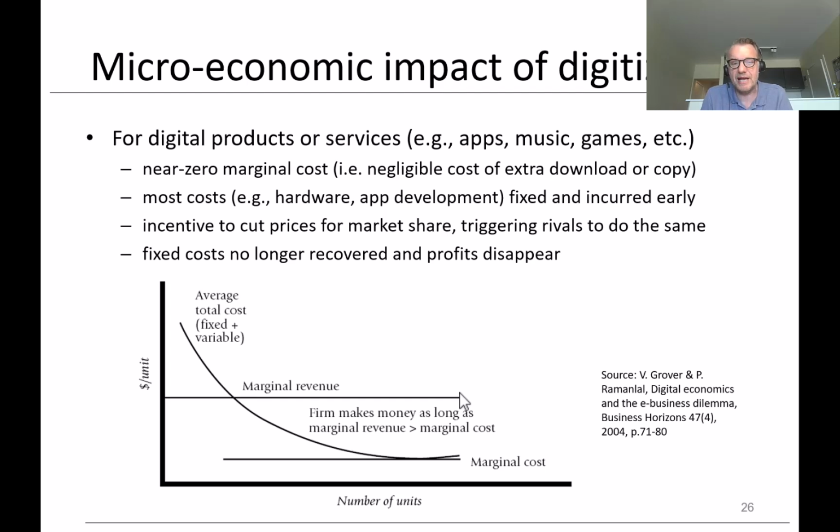And something that we have to take care of there is that the fixed costs at some point are no longer recovered. There's a negative price spiral. There's a race to the bottom, and profits essentially disappear. So that's the cost picture in a digital product setting.